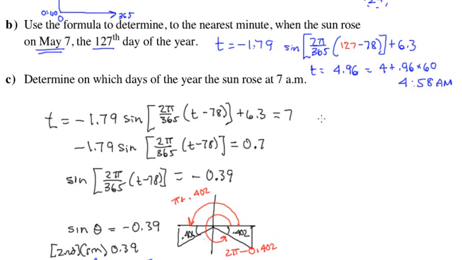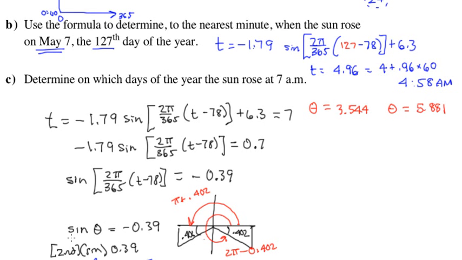So let's see what we get for those. We get either theta is pi plus 0.402, which is 3.544, or the other possibility is theta is 2 pi minus 0.402, which is 5.881. So those are the two angles that we need.